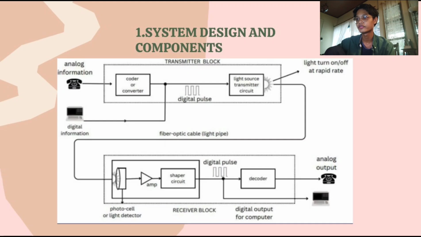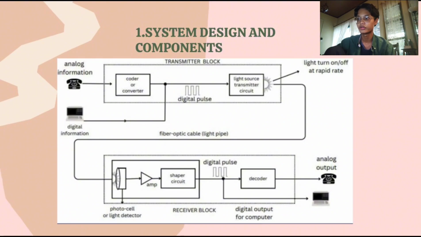First, we have the transmitter block, which consists of a coder or inverter. Then this coder or inverter will receive input from analog sources such as telephone, voice and image, and then it will convert the analog information into a digital pulse, which then will be sent into a light source transmitter circuit.